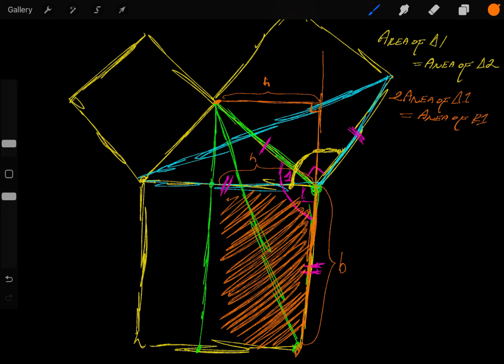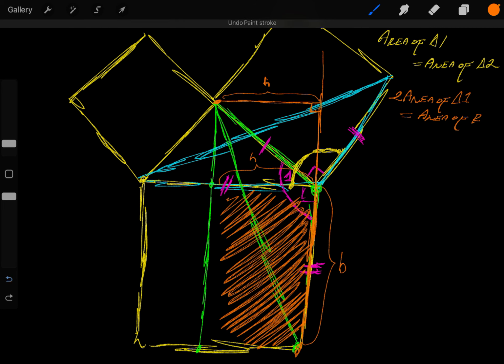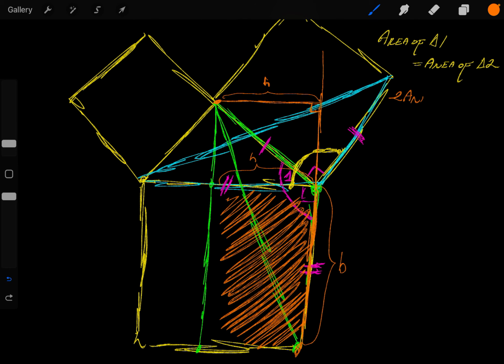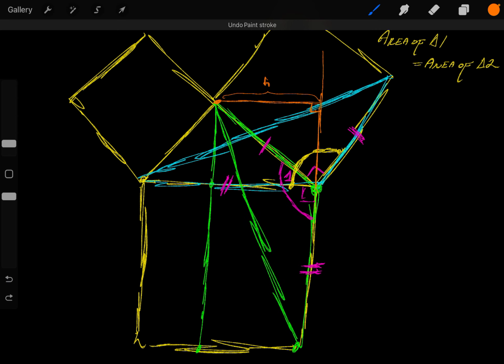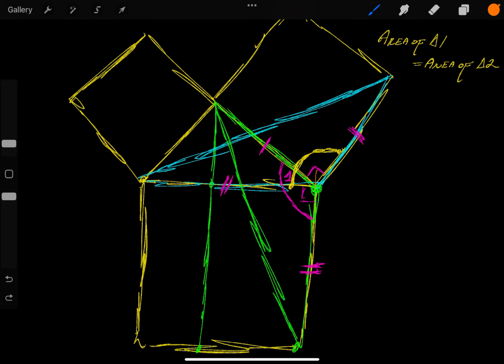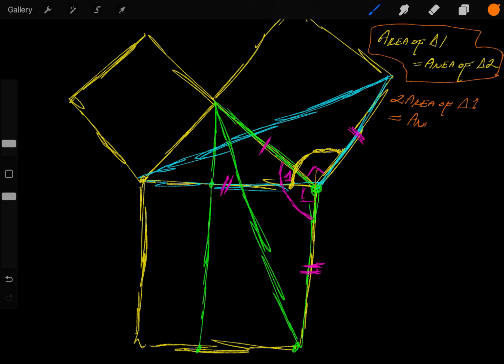And with that, now I'm going to show something slightly different. I should have erased the construction, but it's okay. Let's get these construction marks off. And now let's show something else. What did I show? I showed that 2 times the area of triangle 1 is equal to the area of rectangle 1.